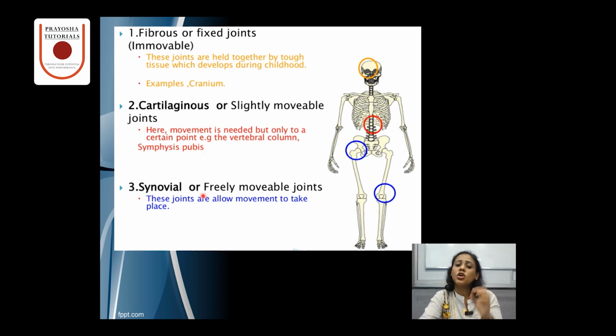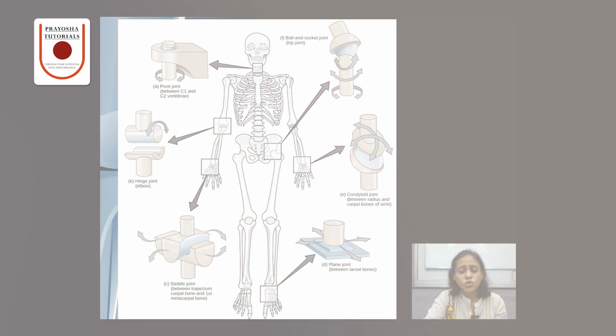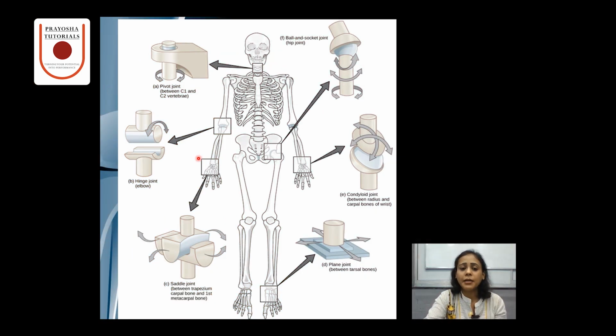And the last is your synovial or freely movable joints. Now, freely movable joints again are of many types. Around 4 types are given in our textbook which allow movement to take place. So, if you see, the freely movable joints can be the pivot joint, which is in the neck area. So, your first and the second cervical vertebrae are connected by your pivot joint, which helps you move left and right, up and down.